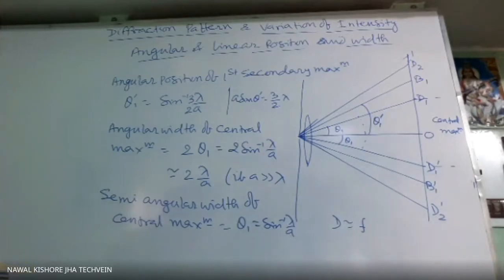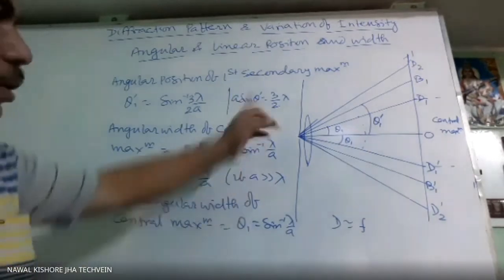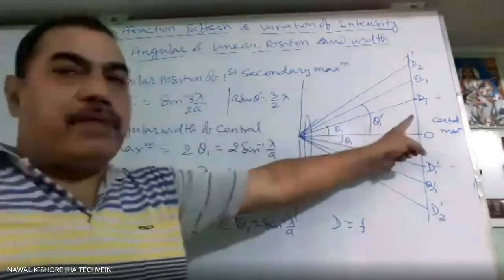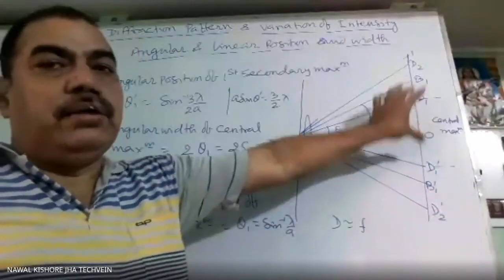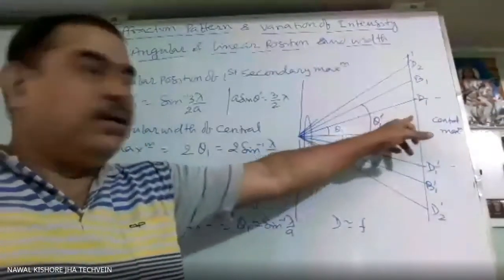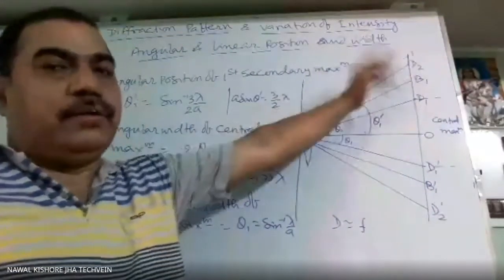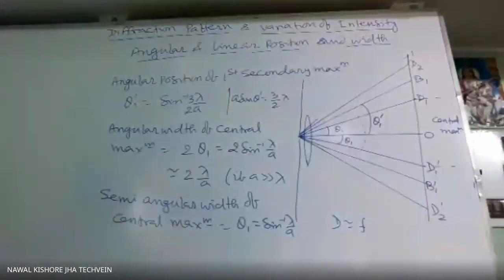And we will start from the third one, 3 lambda by 2, that is 1.5, because lambda by 2 lies within the central maximum only. So that's why we are not considering it as the first secondary maximum. First secondary maximum means after dark. So that's why we are taking 3 lambda by 2a. Okay.